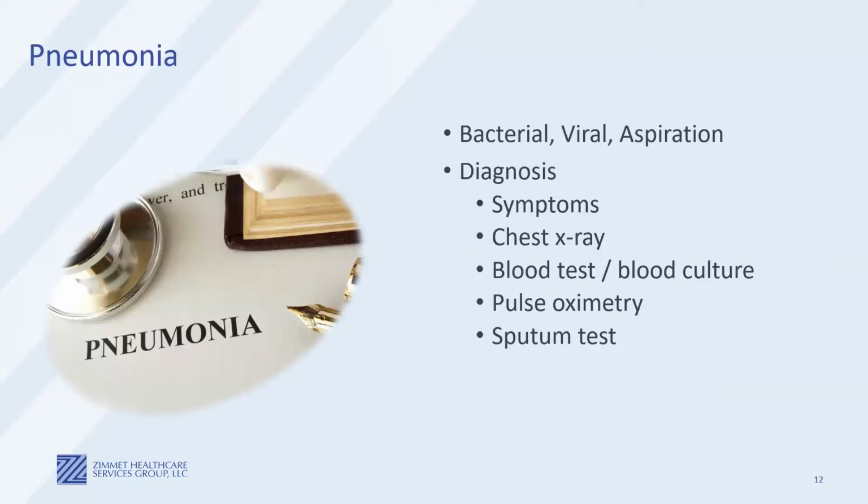Our pneumonias could be anything: bacterial, viral, aspiration pneumonia. It's a pretty broad definition. It just says pneumonia on the MDS, but we need to have documentation to support that. So from the physician, we need a physician's diagnosis, and they base that on the symptoms, maybe a chest x-ray, blood tests or blood cultures, pulse oximetry, sputum tests, depending what they're looking for. But again, it has to be diagnosed by a physician. We can't just say that they have pneumonia without that physician's diagnosis.